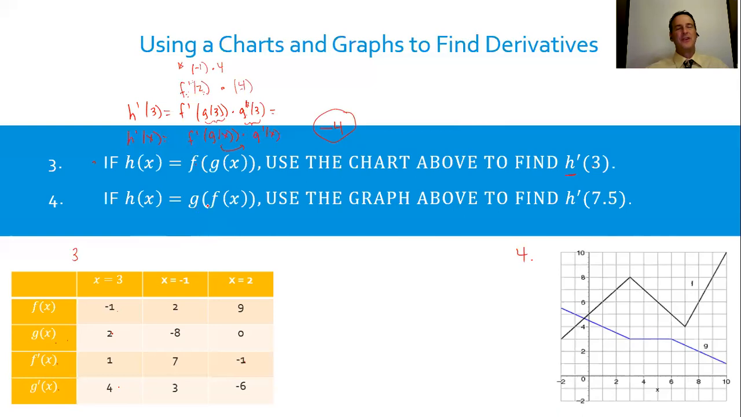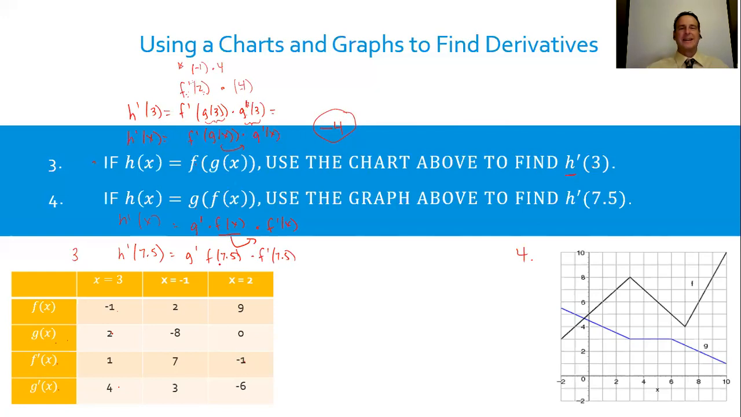This one is the g of f of x. So when you take the derivative, it's the derivative of g times f of x, then times f prime of x. So that is our chain rule. And now we're going to input 7.5. So you got g prime of f of 7.5 times f prime of 7.5.